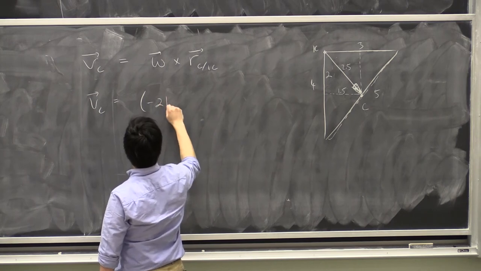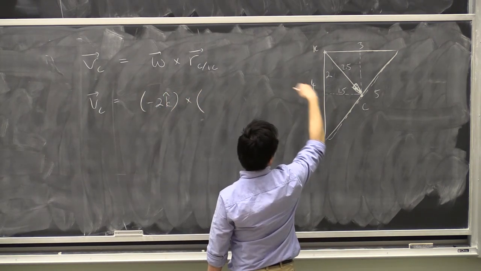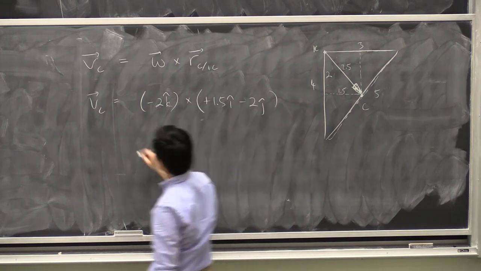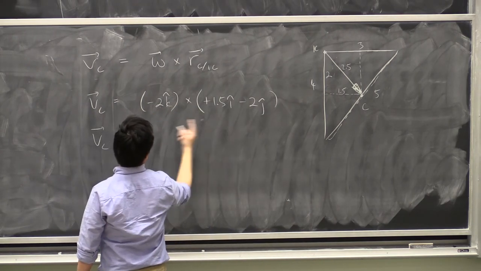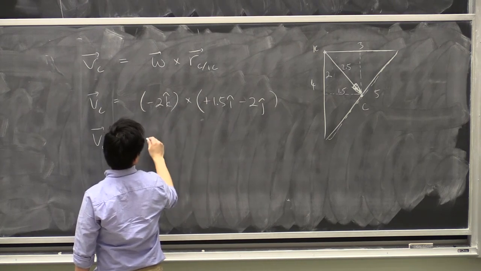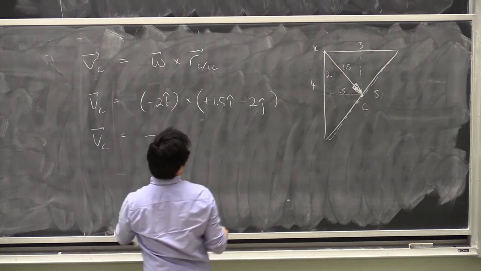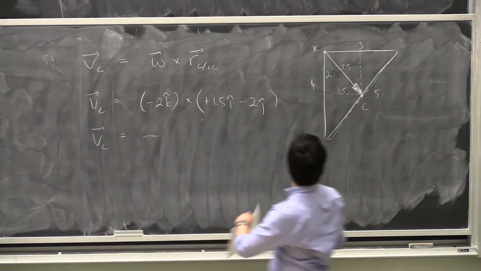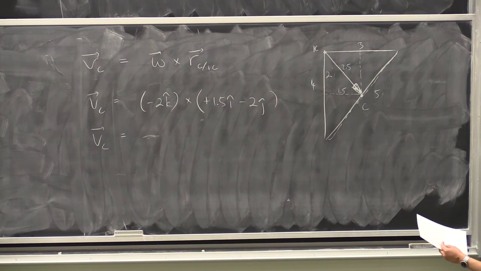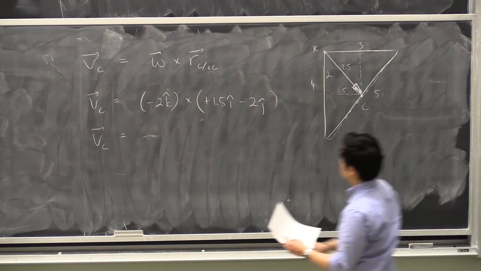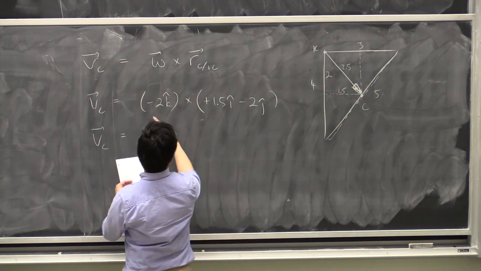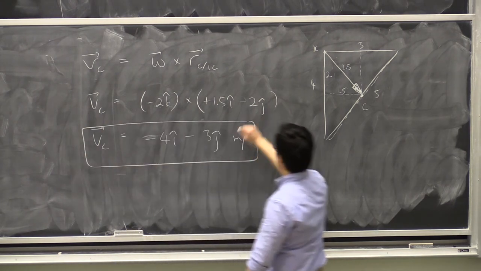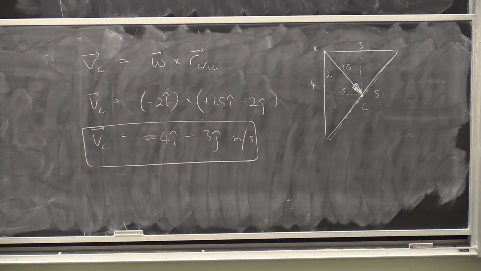So VC is negative 2K cross with, I guess it must be positive 1.5i, negative 2j. Negative, oh, hang on a second here. Negative i. Oh, did I do something wrong? Negative 4i and negative 3j. Yep, I'm good. Okay, so negative 4i, negative 3j.